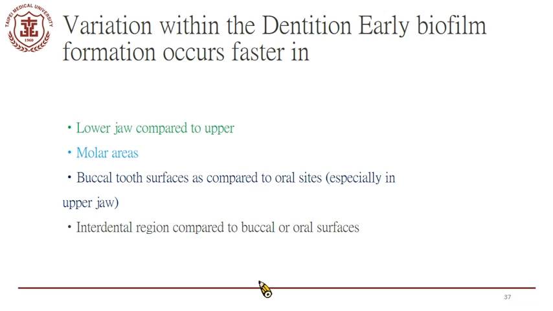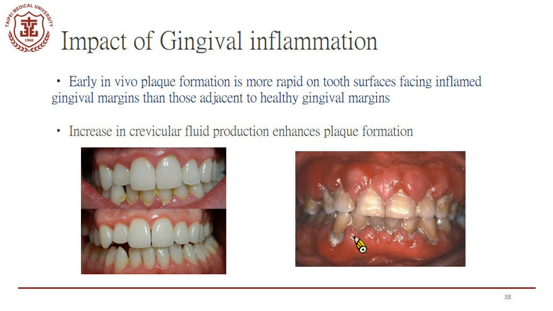Of course, it can also vary depending on whether it's the lower jaw compared to the upper, molar region, buccal tooth surfaces compared to oral sides, and interdental region compared to buccal or oral surfaces. Early in vivo plaque formation is more rapid on tooth surfaces facing inflamed gingival margins than those adjacent to healthy gingival margins. So it means that an increase of crevicular fluid production enhances plaque formation.